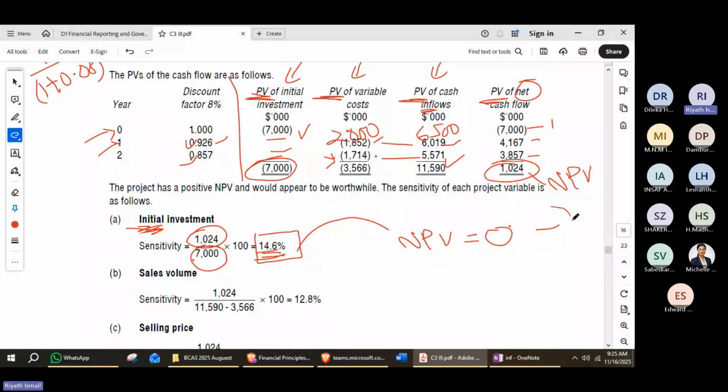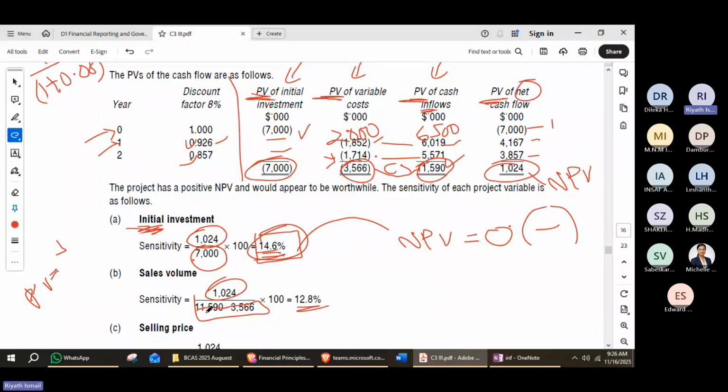Afterwards, NPV becomes a negative value. The value is 14.6. Sales volume, we couldn't find a PV of the sales volume, but we do it in an indirect way. This is cash sales, this is variable cost, then the difference is contribution. So we take the contribution, and NPV and 12.8.